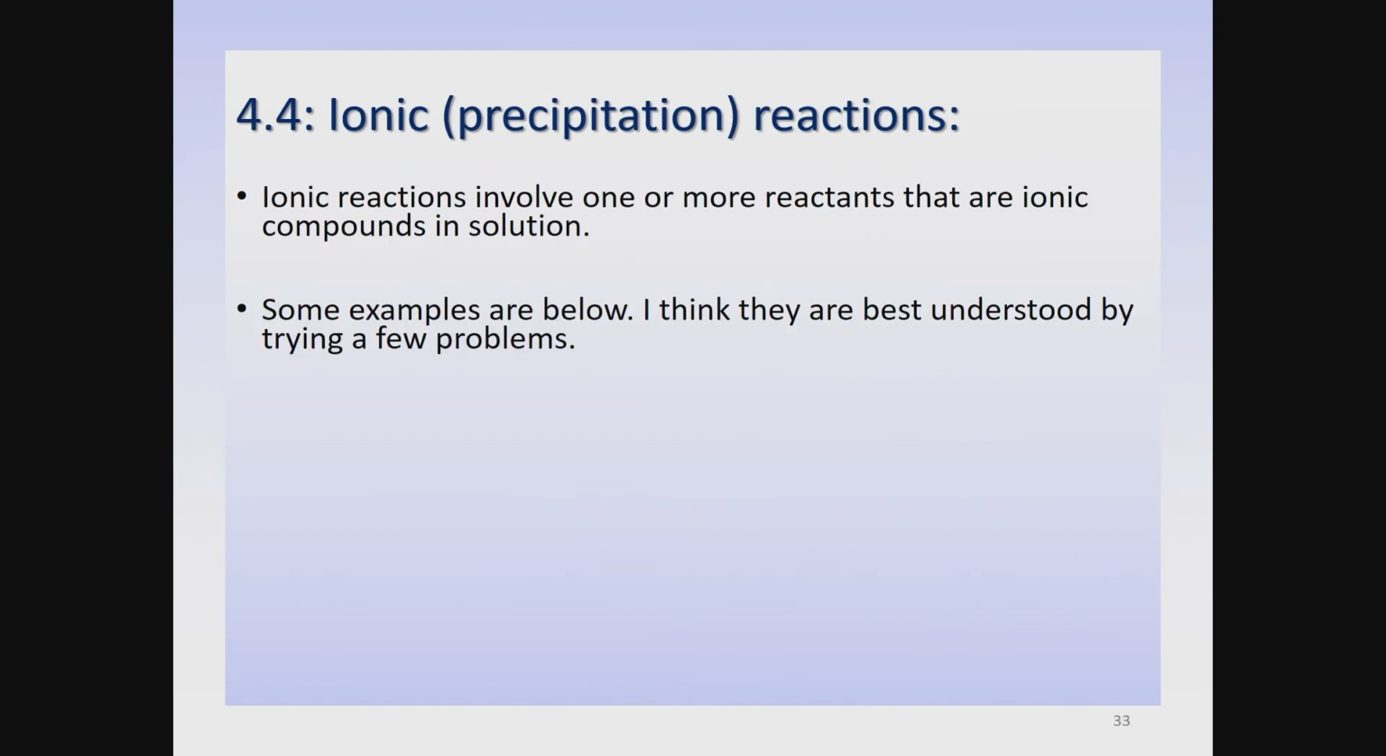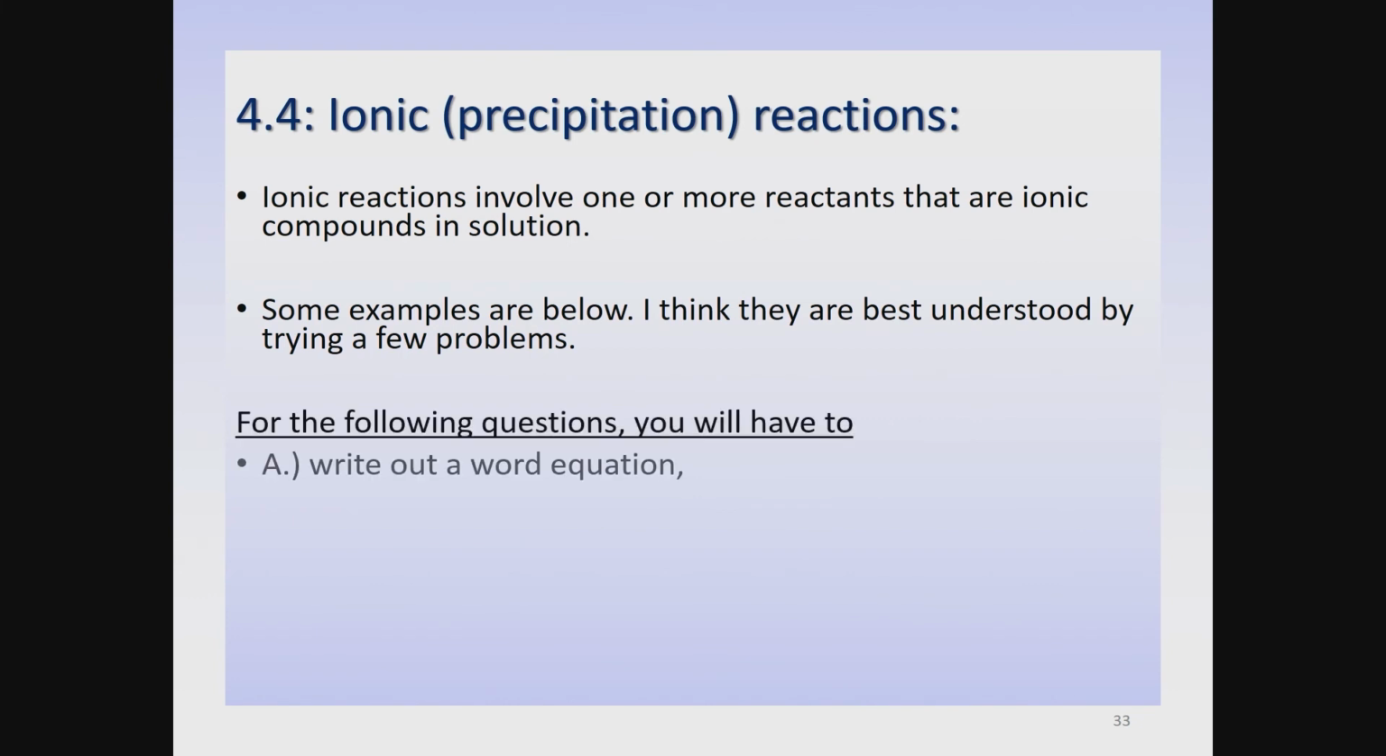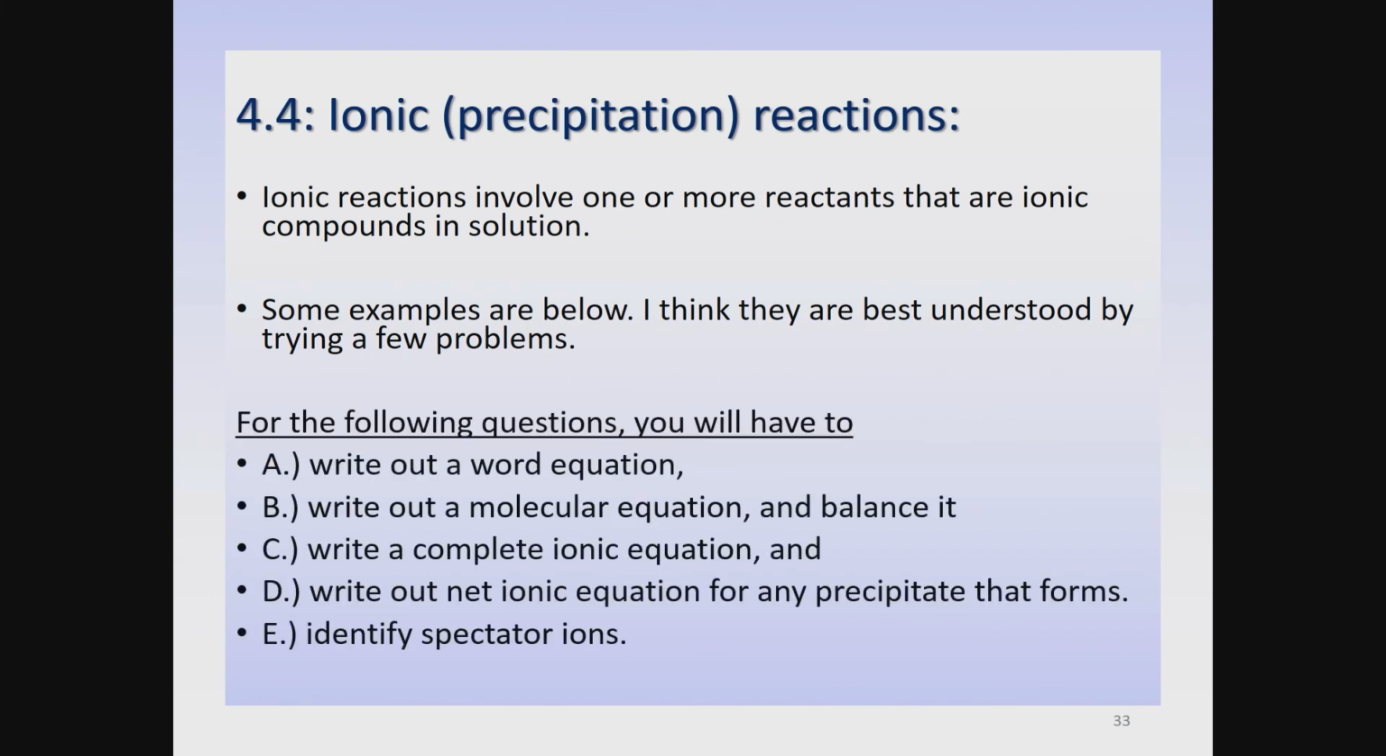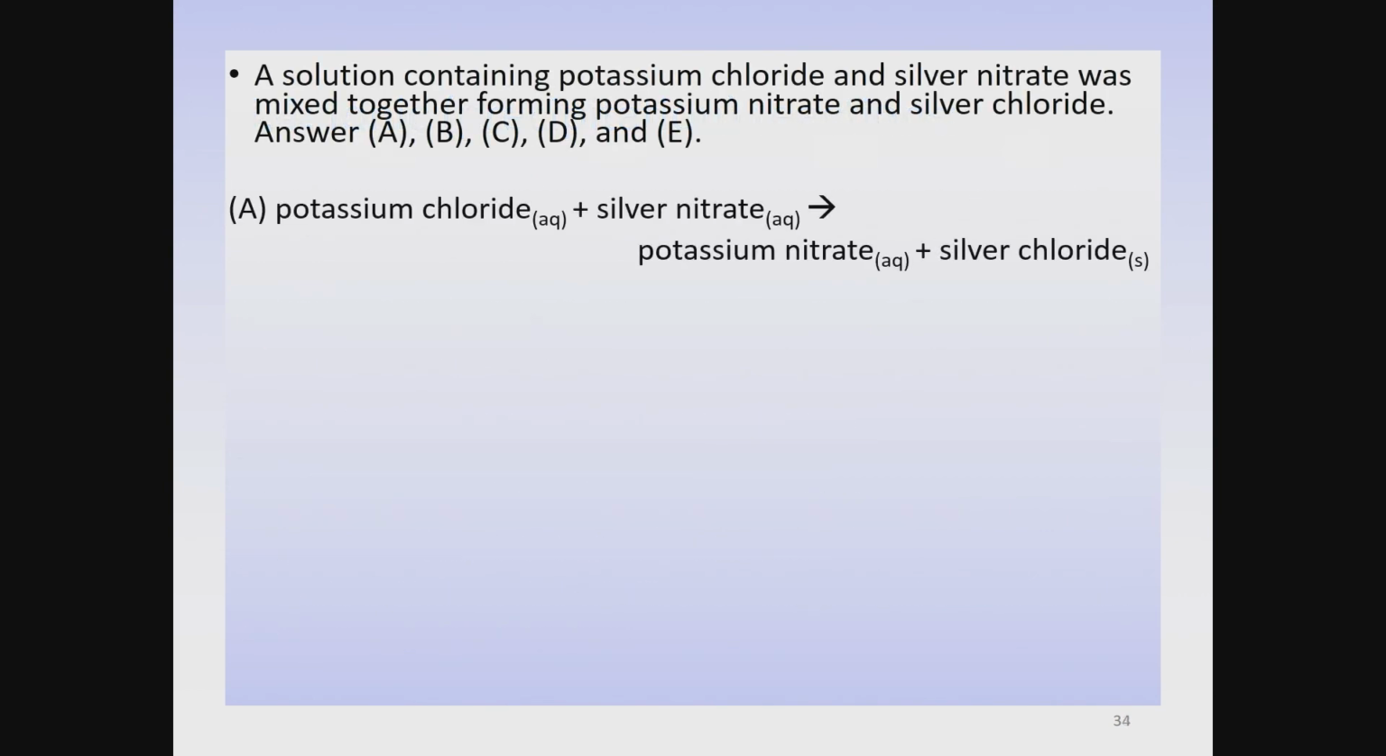Okay, just a note here: ionic reactions involve one or more reactants that are ionic compounds in solution. I'm going to give you some examples on the PowerPoint, and then I'm going to write some out onto the glass board. In these examples on PowerPoint, we're going to have to look at a sentence and write out a word equation that describes the reaction, then write out a molecular equation and balance it, then write something called a complete ionic equation, and then write out the net ionic equation for any precipitate that forms and identify the spectator ions. So here we go. We have an example here that I've written up.